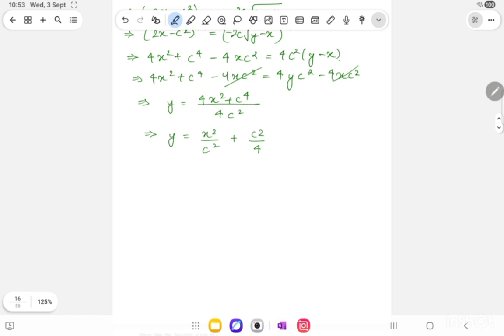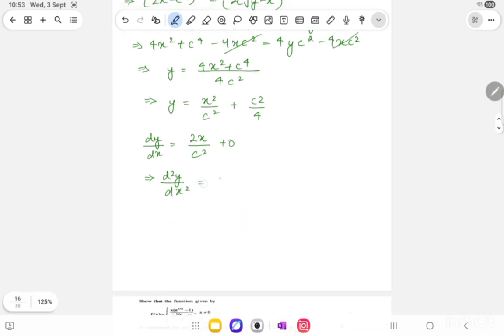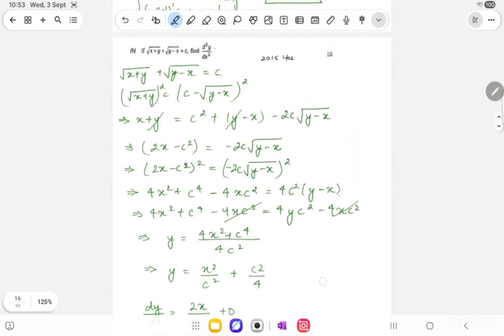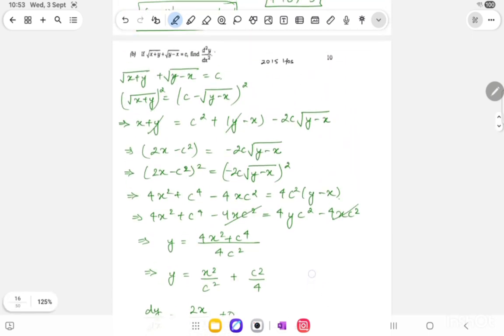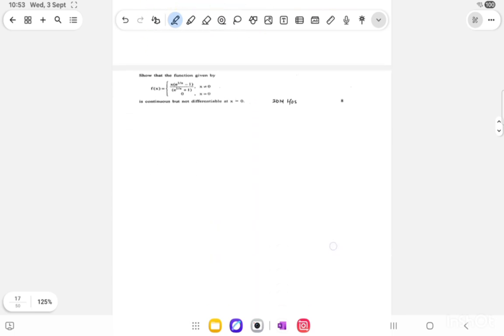Now I got y in terms of x, so I can easily find dy by dx by taking the derivative with respect to x. So it will be 2x by c square plus 0, and if I again take the derivative with respect to x, I'll be getting d square y by dx square equals 2 by c square, and this is what we are supposed to prove in this question. So let's move on to the next question.